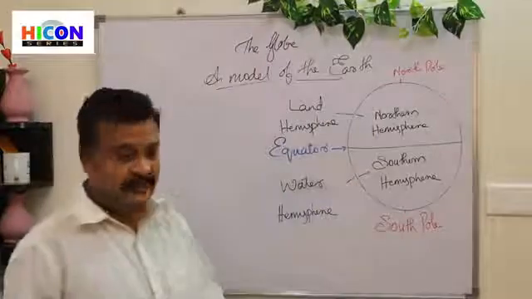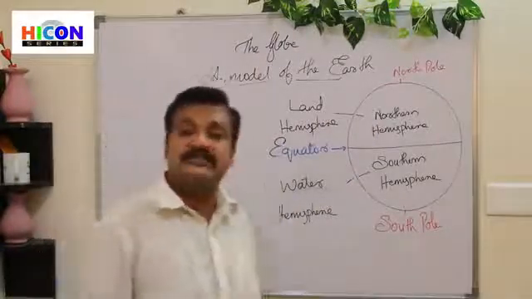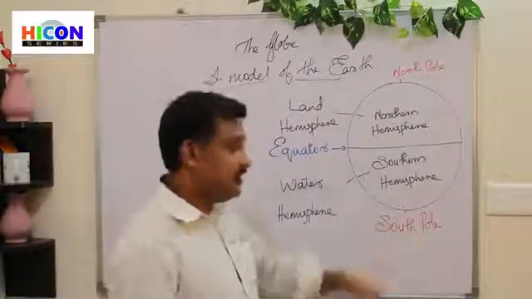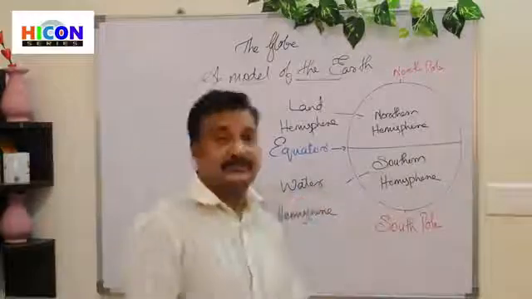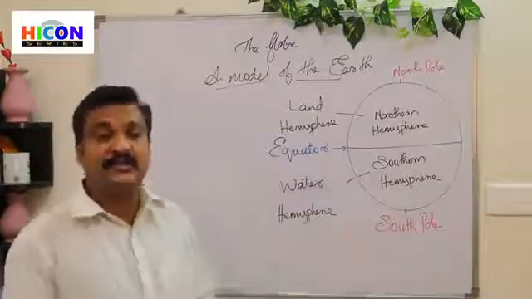So the northern hemisphere is known as the land hemisphere because it has most of the continental part of the world, the earth. The southern hemisphere is known as the water hemisphere because it has most of the ocean part of the world.